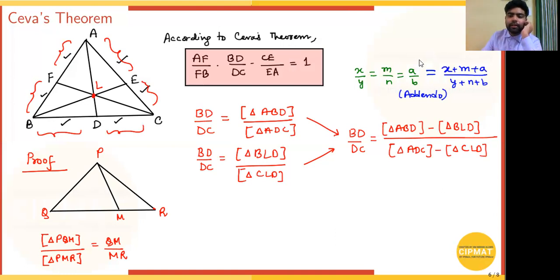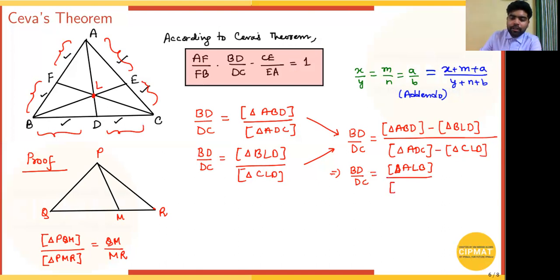Now, if you look into the figure, you will be able to realize that I can write from here that BD upon DC is equal to triangle ABD minus triangle BLD. What is that? Triangle ABD minus triangle BLD. Look into the figure and see what it is. It is equal to the area of triangle ALB. Did everyone notice that? Triangle ABD minus triangle BLD is equal to the area of triangle ALB.